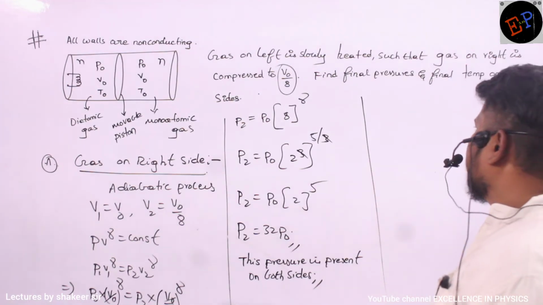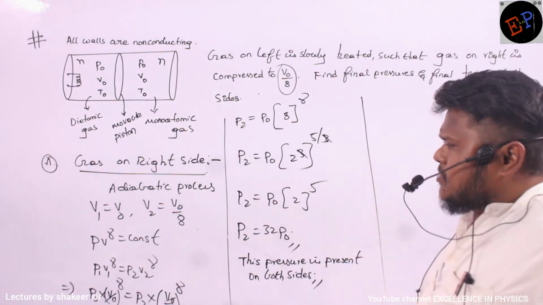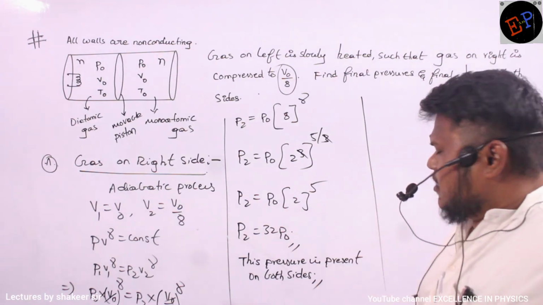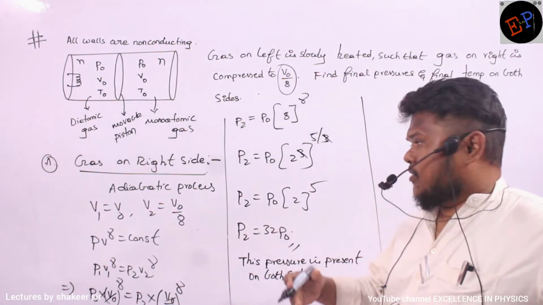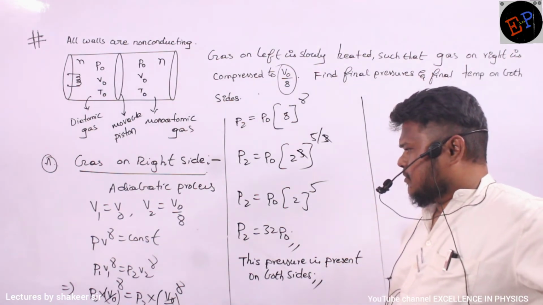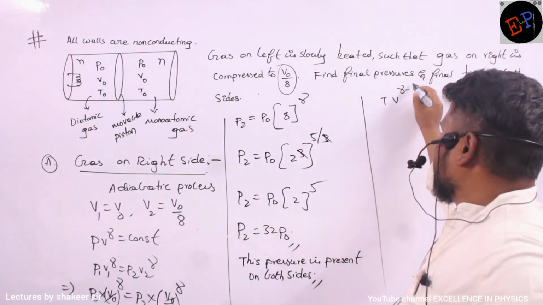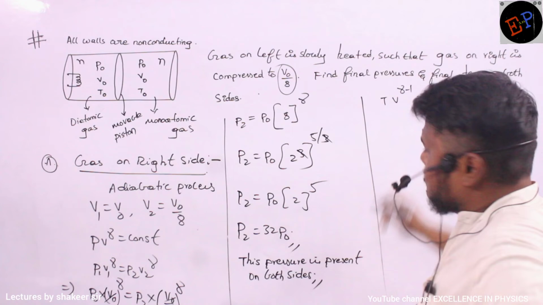Then what he is asking is the final temperature. For the final temperature in an adiabatic process, how can I calculate? The pressure I have already calculated, and the volumes I also know. Or I can calculate the relation between temperature and volume also. So T V to the power gamma minus 1 is a constant. This is the relation.